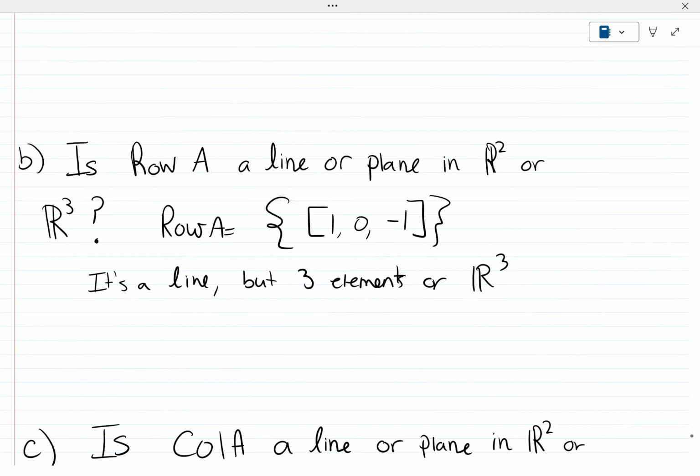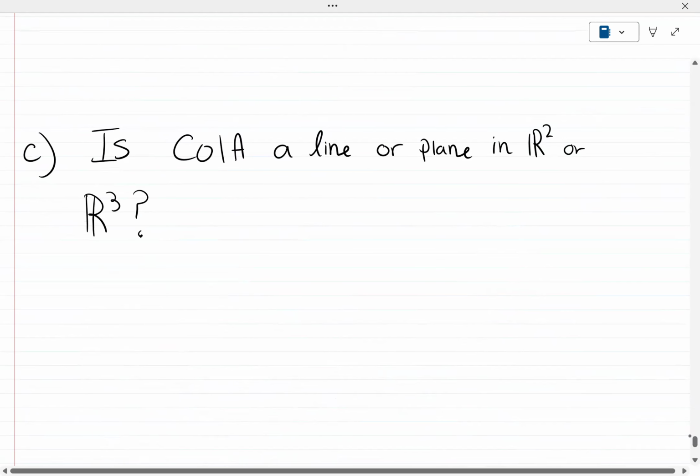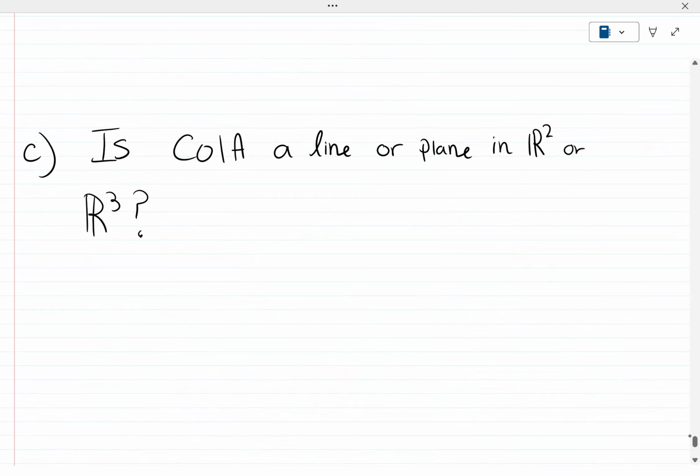Okay, what about C? C says, is column A a line or a plane in two space or three space? So if you recall, here's column A. There are two components. It's a line, but there are two elements, so we are in 2D.